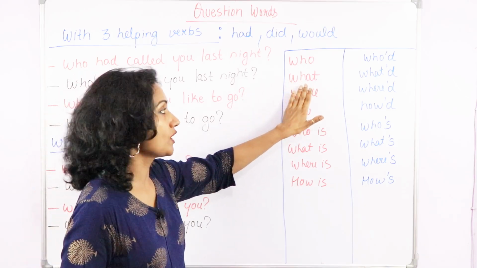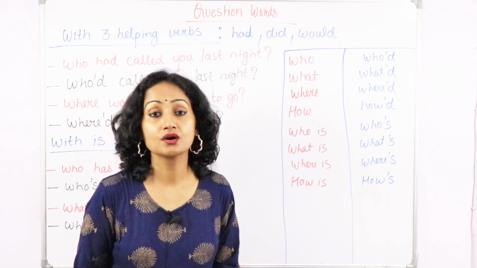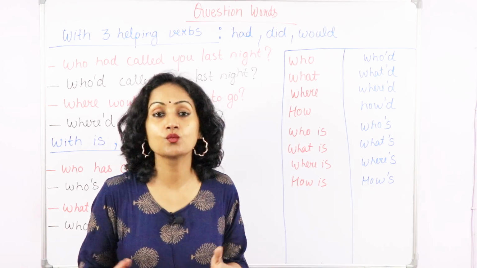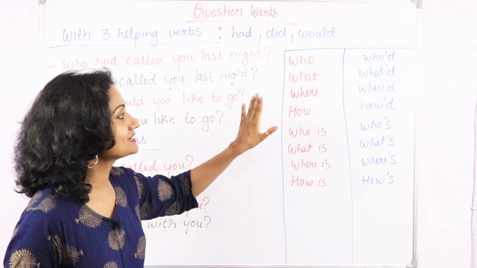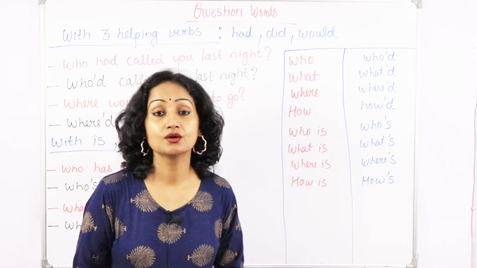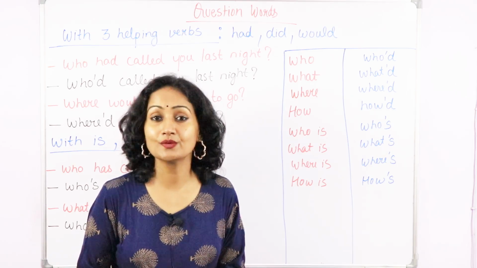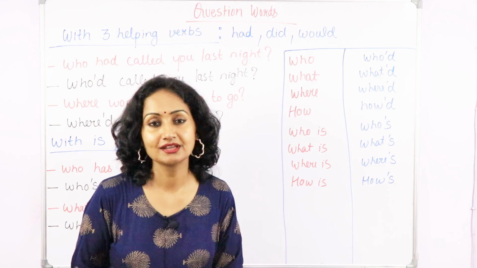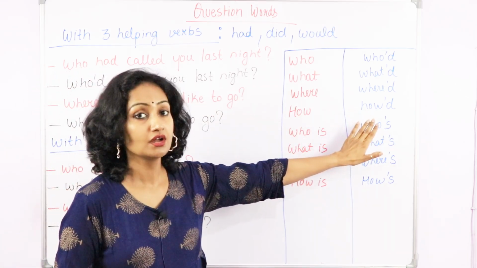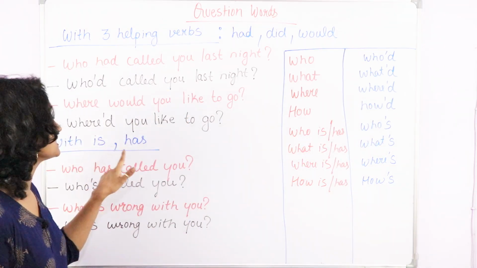So next is what. What apostrophe D. The pronunciation is what'd. What did you do? What would you do? Okay, now next is where. Where becomes where apostrophe D. It's where'd. Where would you go? Where'd you go? Where had you gone? Where'd. Okay. Next is how. How becomes how'd.